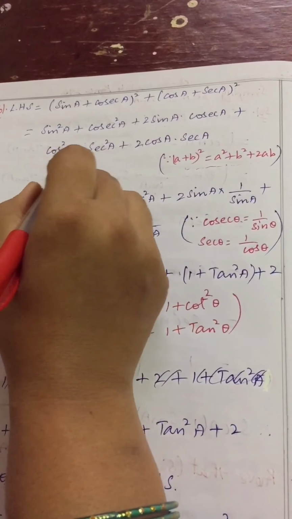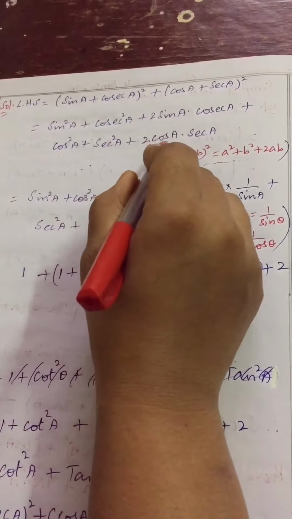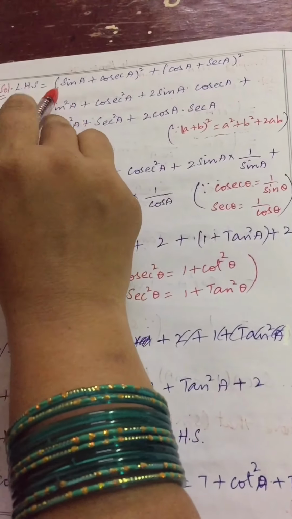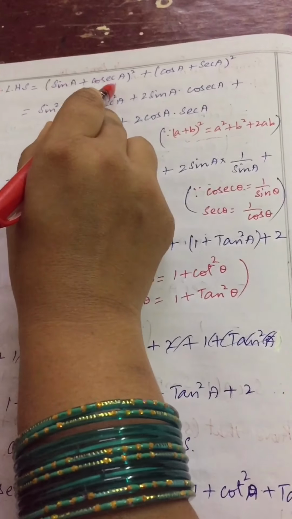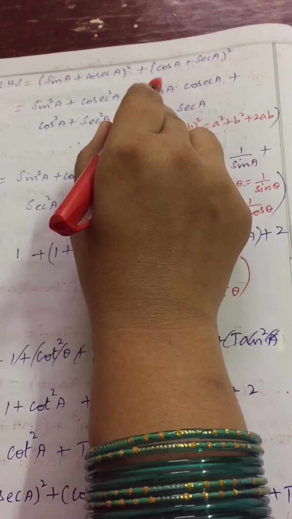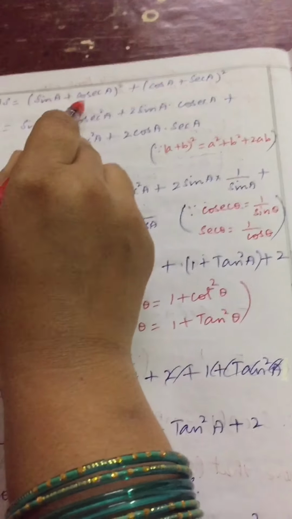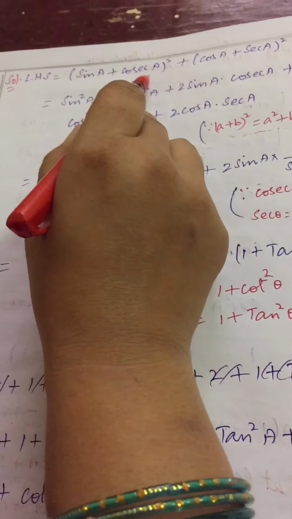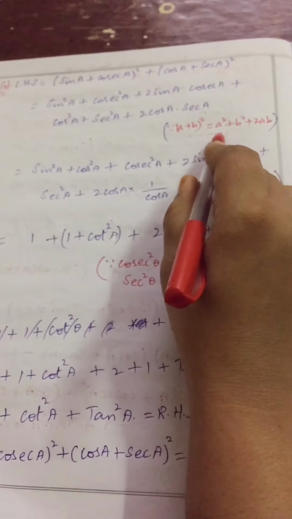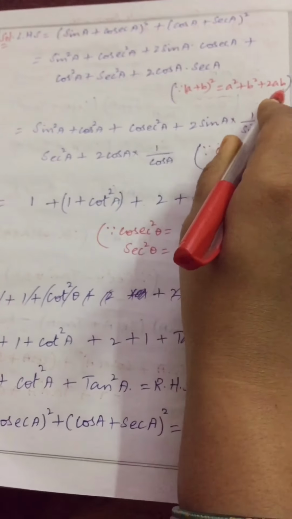So cos square A plus secant square A plus 2 into cos A into secant A. Am I clear, children? Again, I am telling you, (sin A plus cosecant A) whole square plus (cos A plus secant A) whole square, left hand side we have taken. So it is in the form of (a plus b) whole square. So we are writing that in the formula: (a plus b) whole square is nothing but a square plus b square plus 2ab.